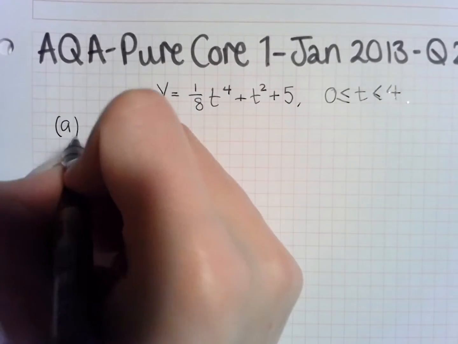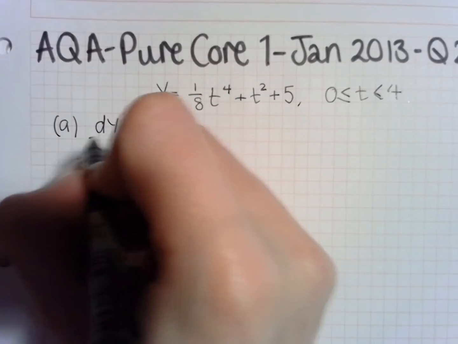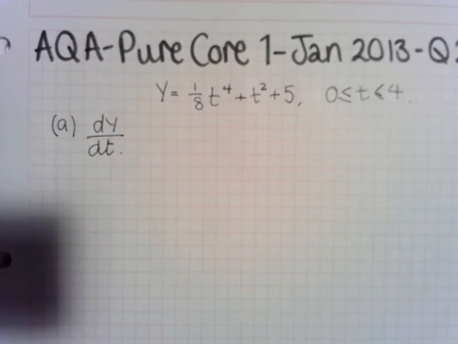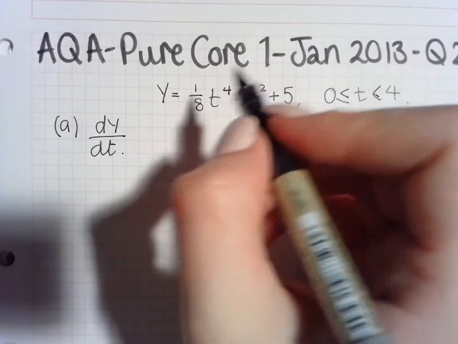Part A. Find dy over dt. Don't get stressed that this is using t rather than x. It's just exactly the same thing. They've just used a different letter.